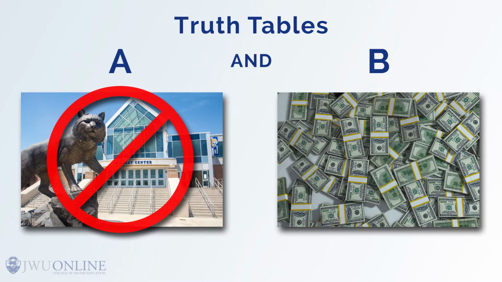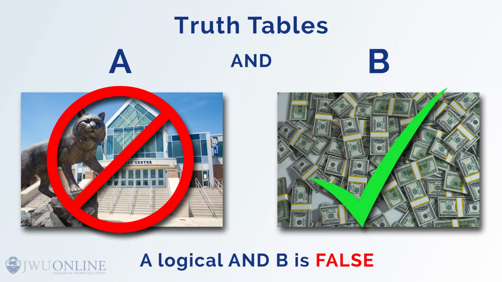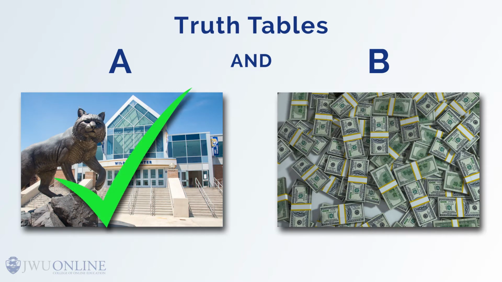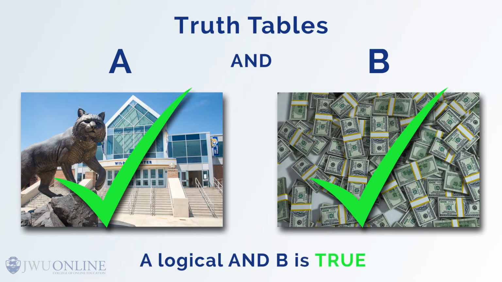If you are not accepted, but you have money, B is true, then you cannot attend Johnson & Wales because A logical AND B would also be false. But if you have been accepted, A is true, and you have access to money, B is true, then you can attend Johnson & Wales University because A logical AND B would be true.